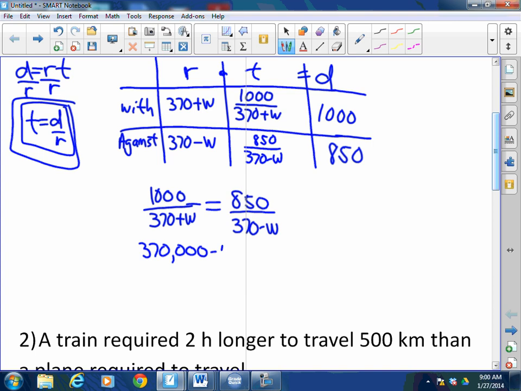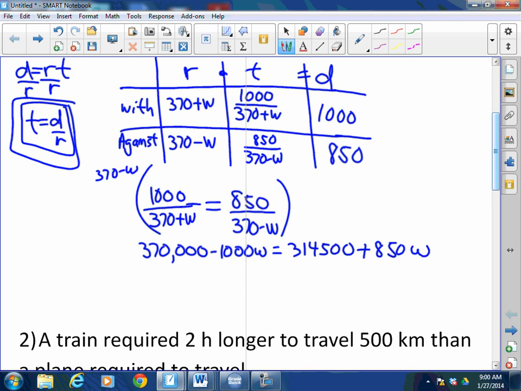370,000 minus 1,000 W equals, I'm going to go to my little calculator now, save time, 314,500 plus 850 W. Does everyone see what I did? All I did here is basically I cross-multiplied. I basically multiplied by the LCD to both sides. When I multiplied it to this bad boy, that canceled.